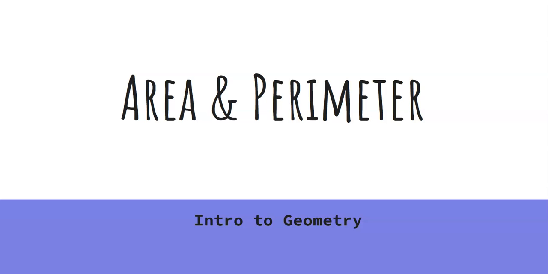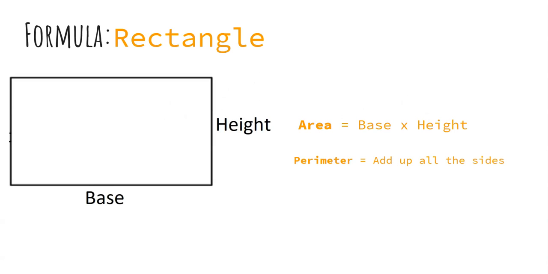This lesson is on area and perimeter. So we're going to find 3 different shapes, and one of the shapes is the rectangle. The rectangle is base times the height to find the area. The base is the bottom portion of this right here, and the height is going to be this part right here. So once we know those two numbers, if we multiply them together, that's going to give us the area. The perimeter is we're going to add up all the sides.